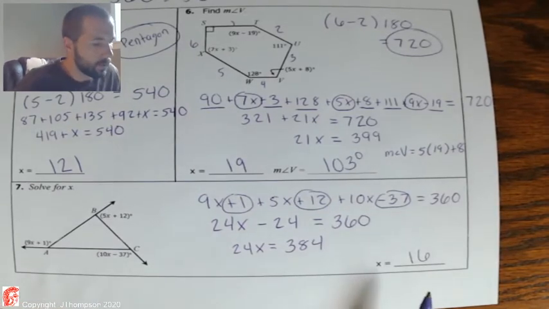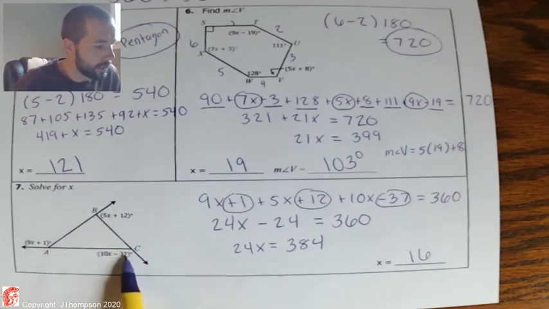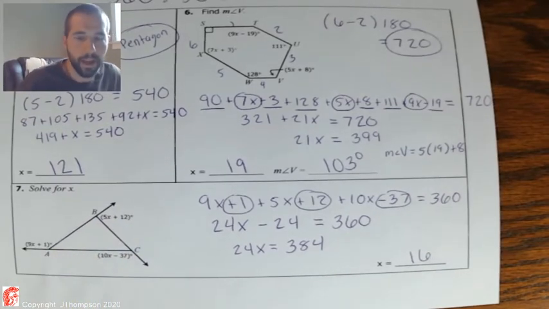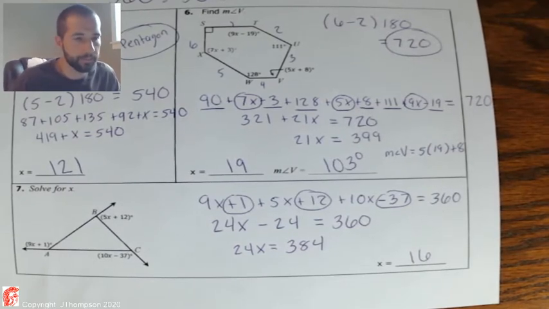And then again, one additional step you might want to take is take that 16 and then plug it in to each of the exterior angles. Add all those angles together, you should get 360. That's the best way to check your answers.